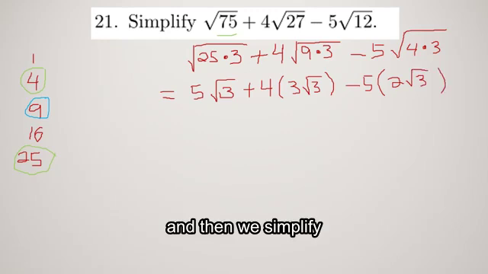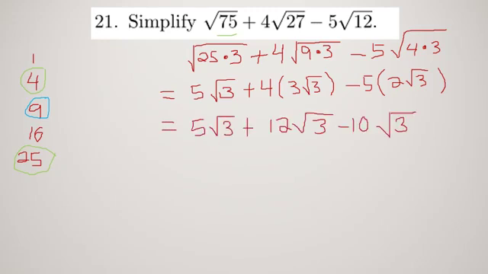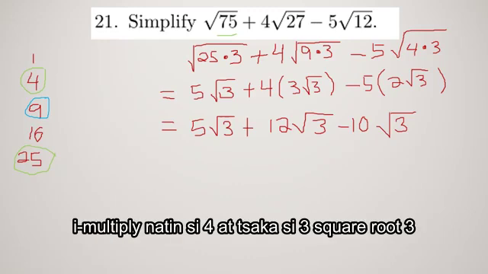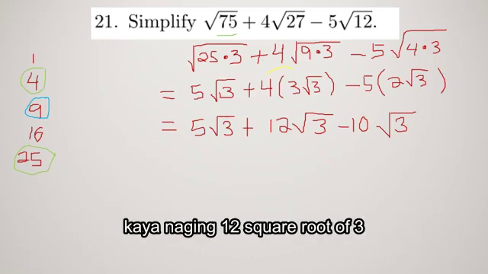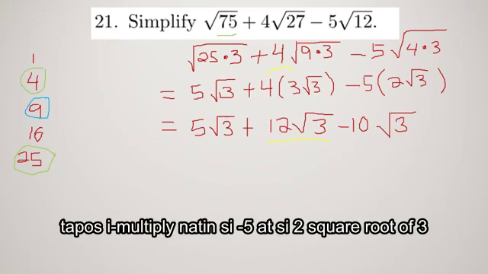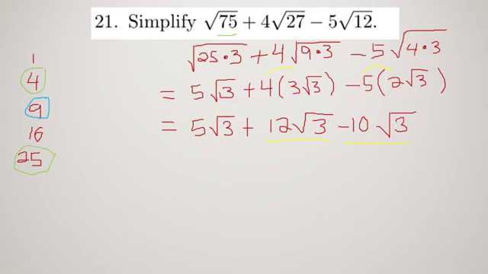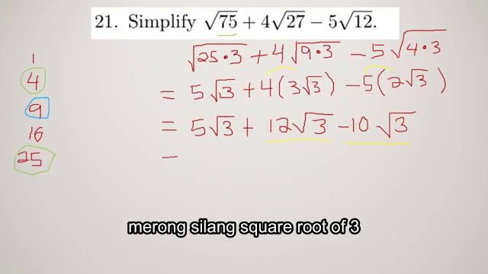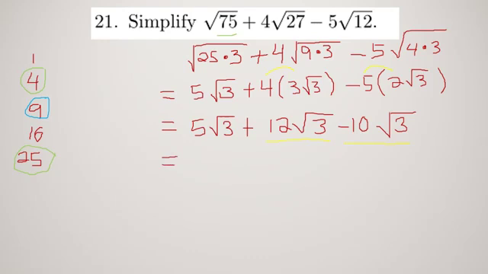And then, we simplify. Okay, so, simplify natin, meaning, multiply natin si 4 at saka si 3 square root of 3. So, kaya naging 12 square root of 3. Tapos, multiply natin si negative 5 kasi 2 square root of 3. Kaya naging negative 10 square root of 3. And then, notice na silang lahat, meron silang square root of 3. Itong isa, 5 square root of 3. Yung isa, 12 square root of 3. Yung isa, 10 square root of 3.